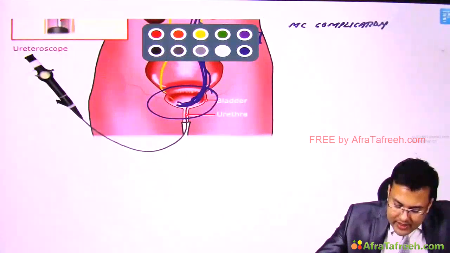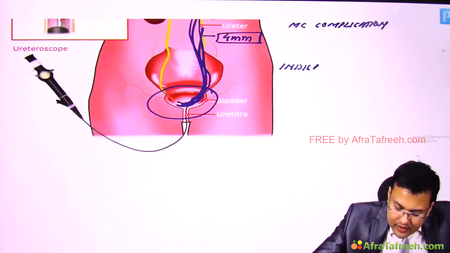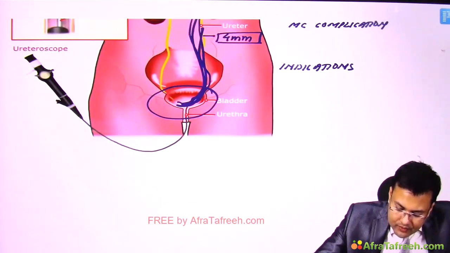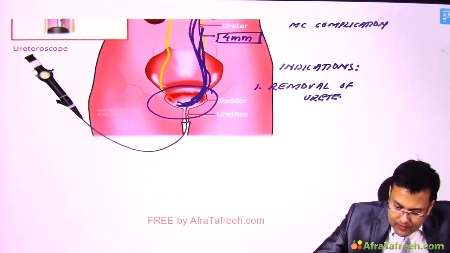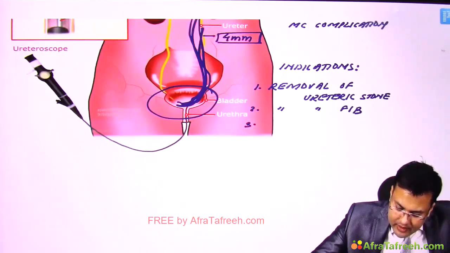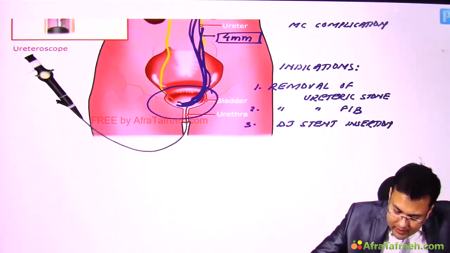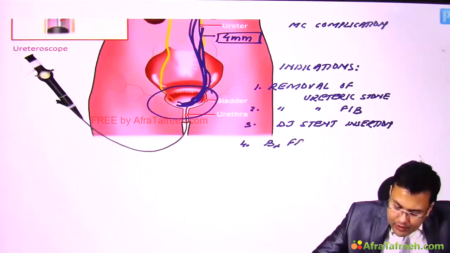So what are the indications of ureteroscopy? So first, removal of ureteric stone, removal of foreign body, DJ stent insertion, and taking biopsy from urothelial tumor.